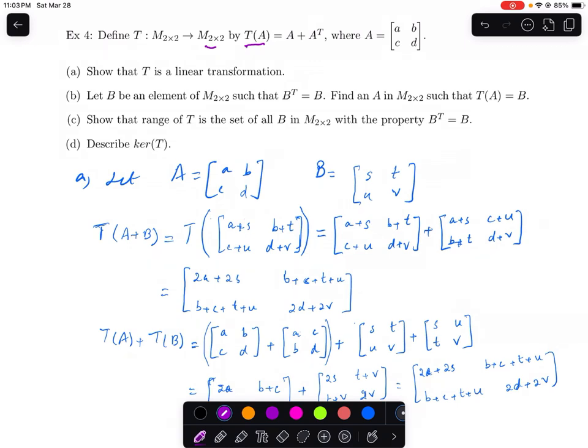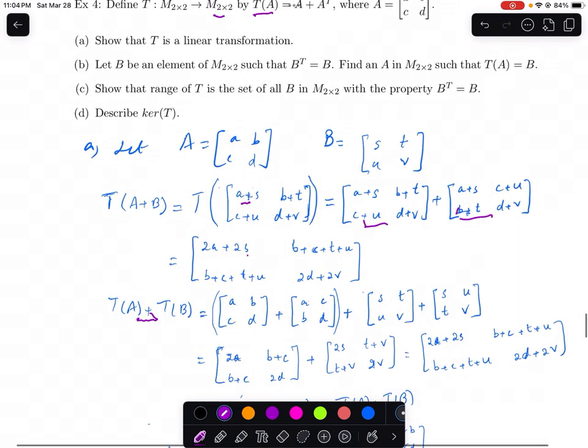So the first element will become a plus s, then the second will be b plus t, then we have c plus u and d plus v. When I take the transform of that, it will give us the matrix back here and the transformed matrix over here, and then we add these two, we get that. Now I take the right hand side of the condition and I see that I end up getting the same result. So these two are the same, so this condition is satisfied.